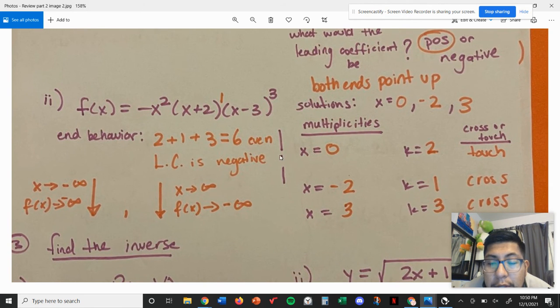Then I asked you to find the multiplicities. So you find the solutions first, 0, negative 2, and 3, which you found already. The k's are your multiplicity, so 2, 1, 3. And then over here, I wanted you to find if it's crossing or touching. So at 0, it's just going to touch. At negative 2, it's crossing. And at 3, it's crossing as well. Okay.